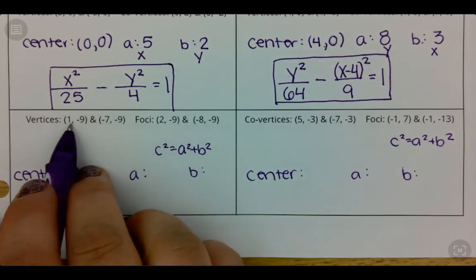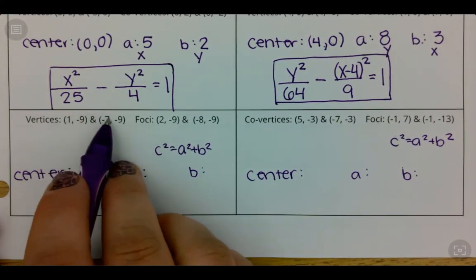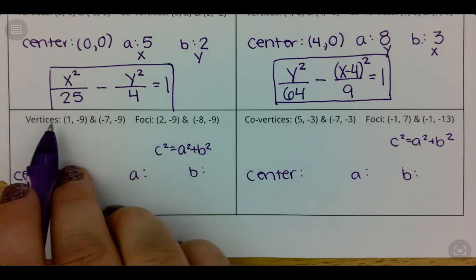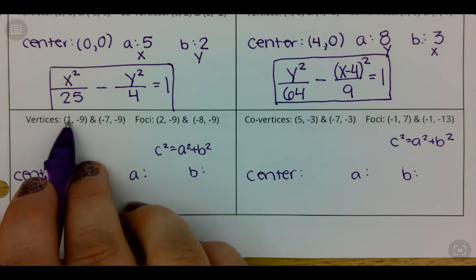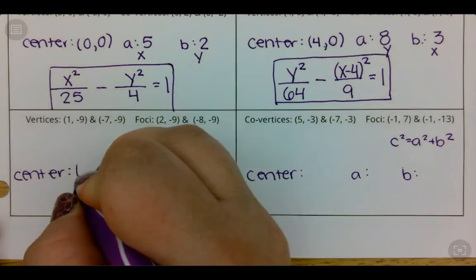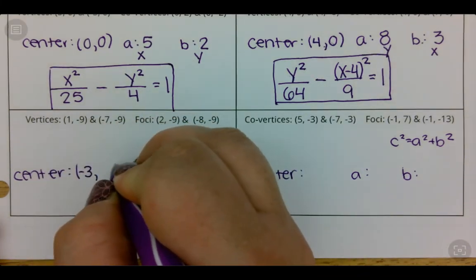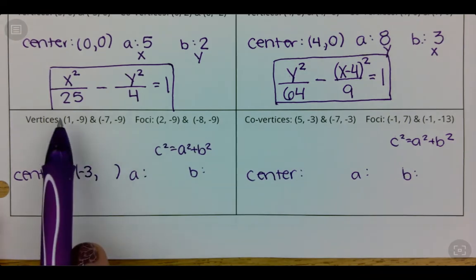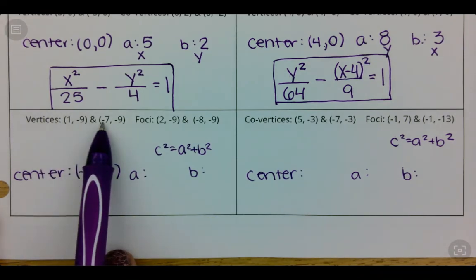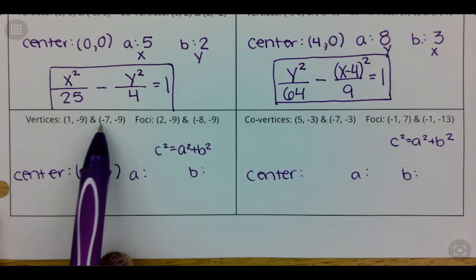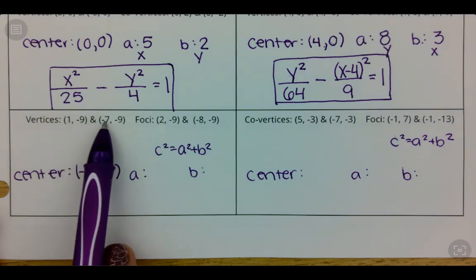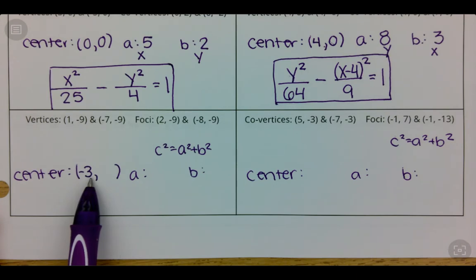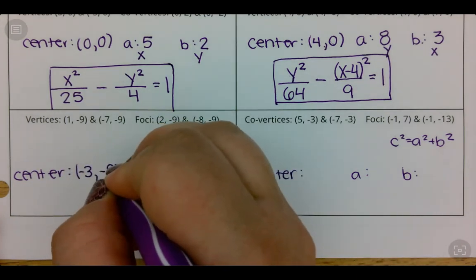So for my center, halfway between 1 and -7. Well, that's a distance of 8, so if I go halfway, I would be moving 4. 1 minus 4 is -3. Or, if you don't like that, 1 plus -7 is -6, divided by 2 is -3. We call that averaging, where you add the 2 numbers together and divide by 2. Halfway between -9 and -9 is just -9.